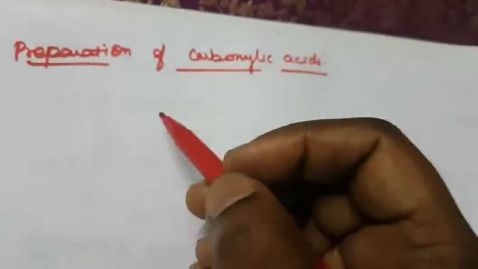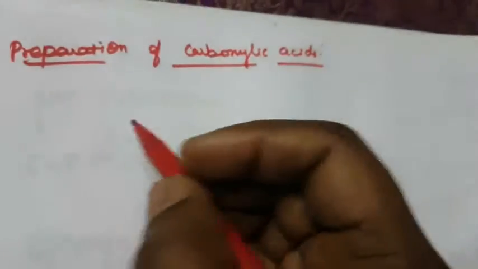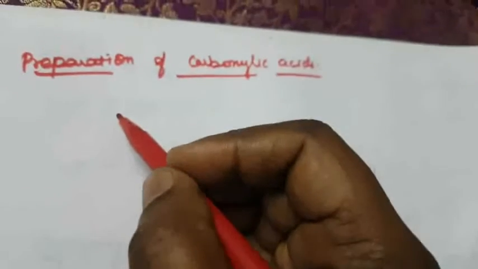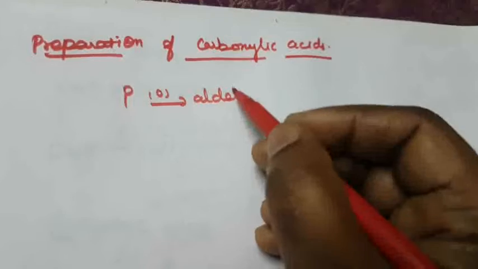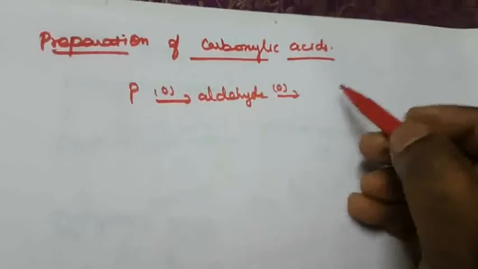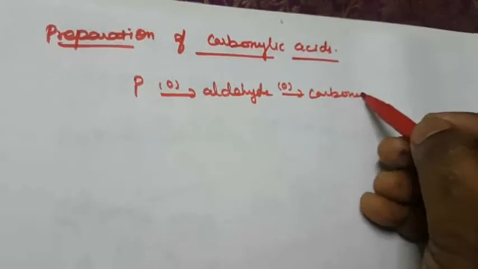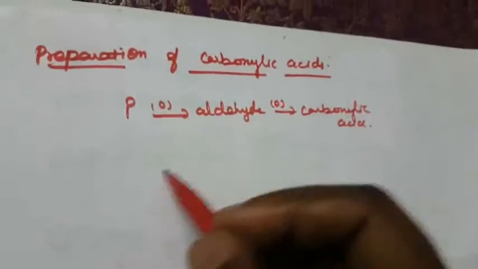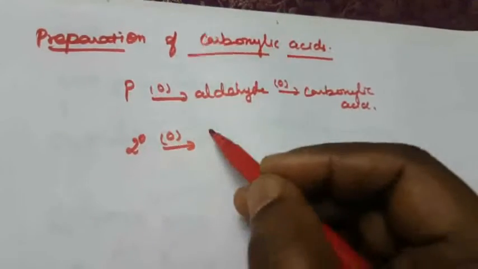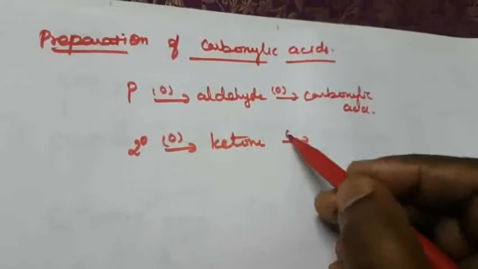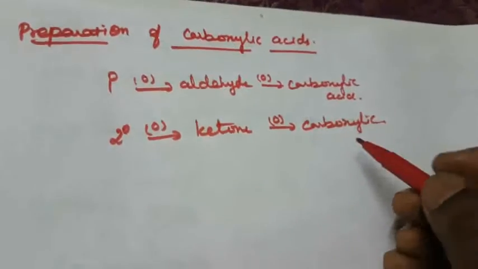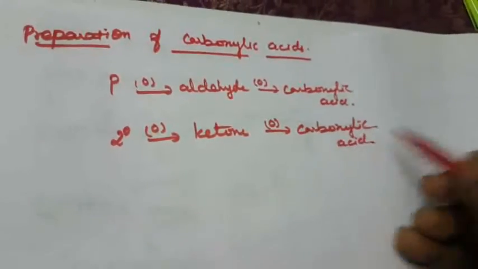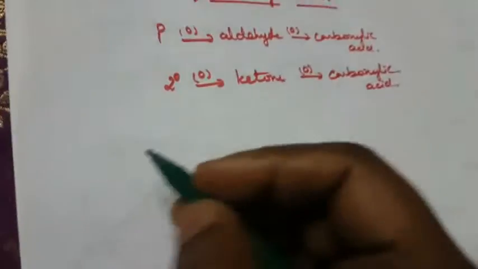Okay, next one is the preparation of carboxylic acid. In the previous lesson we studied oxidation of alcohol: when a primary alcohol is oxidized, it forms the aldehyde, which again oxidizes to form carboxylic acid. A secondary alcohol is oxidized to a ketone, and the ketone is also oxidized to a carboxylic acid. This we already studied. Again here also the same thing, carboxylic acid. So the first one is the oxidation of primary alcohol.